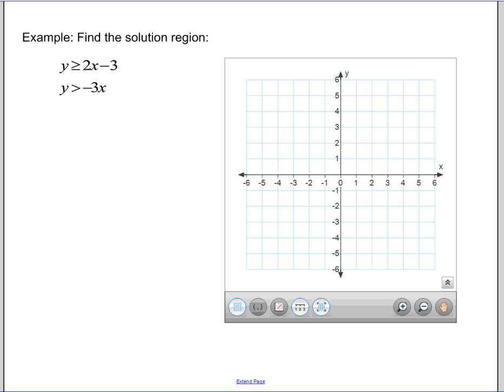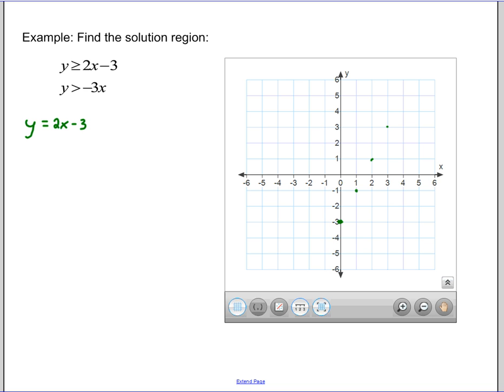So let's use a green right here for our first equation. y is equal to 2x minus 3. How would it look? Well, in this case, we're just going to use the slope-intercept method. Our y-intercept is at the point (0, -3). Our slope is 2, so every time we go up 2, we have to go to the right 1. Up 2, right 1, up 2, right 1, and so on down the line right here.